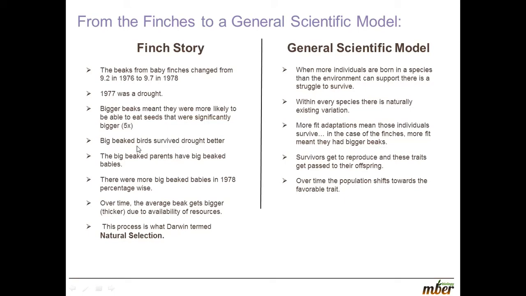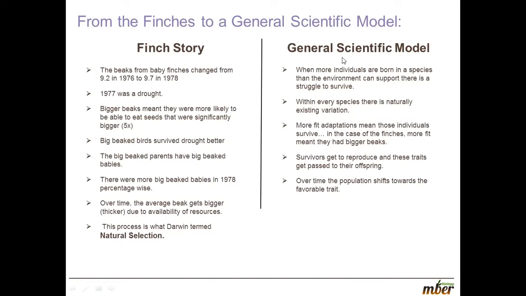We know the big-beaked birds survived the drought better. We know the big-beaked parents have big-beaked babies. There were more big-beaked babies in 78 percentage-wise. Over time, the average beak gets bigger or thicker due to availability of resources. And this process is what Darwin termed natural selection. Nature selects on what traits and what individuals get to survive and get passed down.